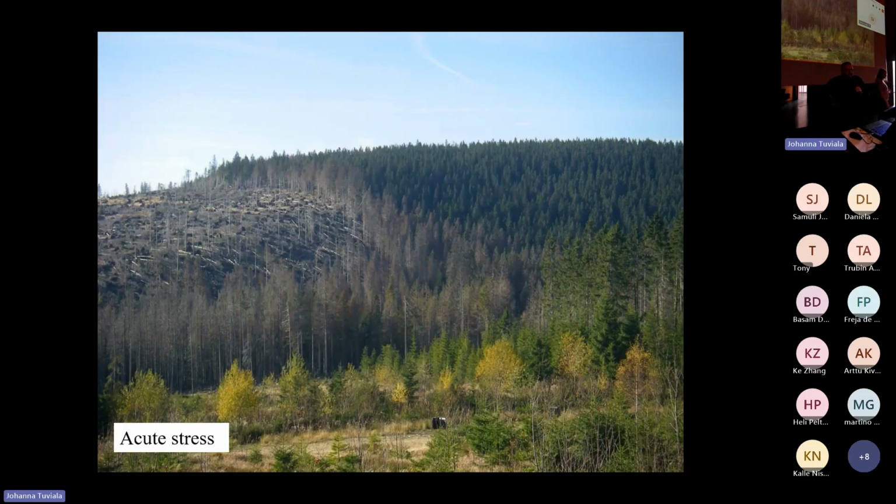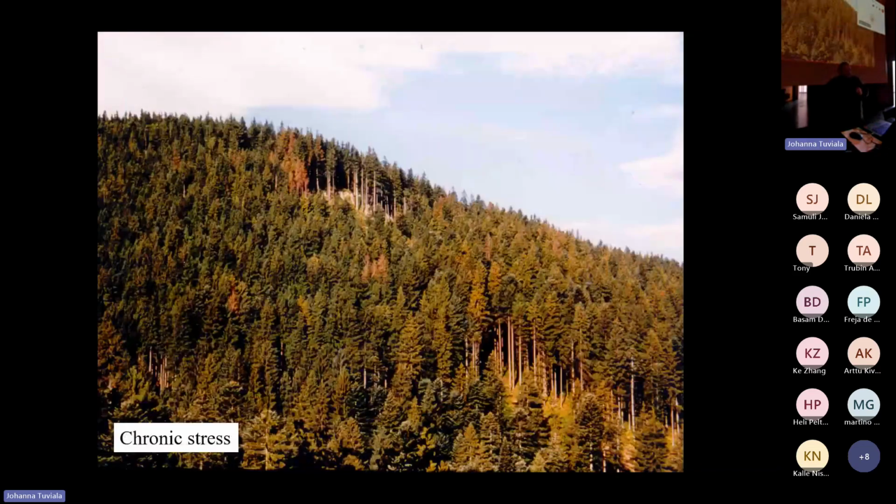We think that we have two basic types of stress caused by beetle attack, and this is an example of acute stress on forest edges. Normally in mountains, beetles attack trees on forest edges, caused by wind damage or harvesting. We also have a different type of stress, which we could call chronic stress. Here the beetle attacks not trees on forest edges, but dispersed attacks inside forest stands.